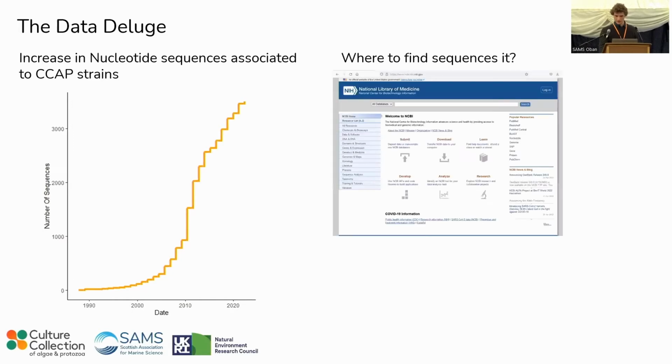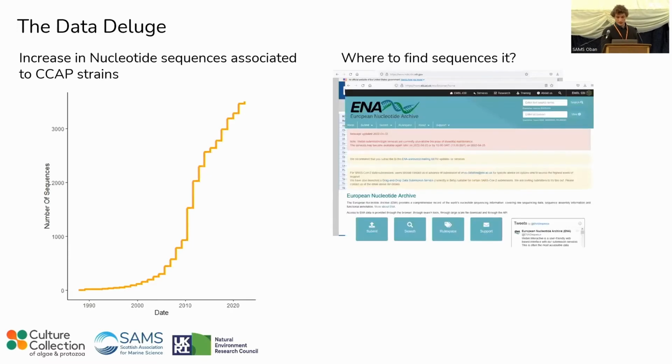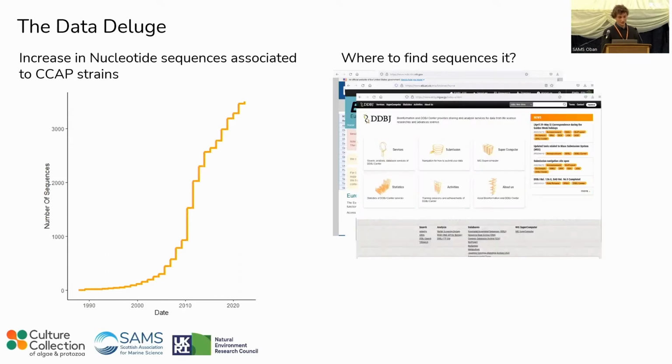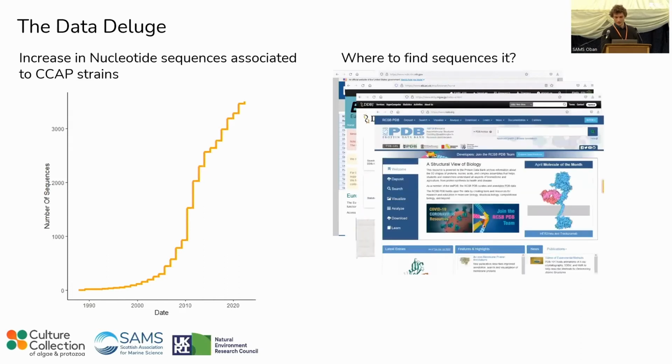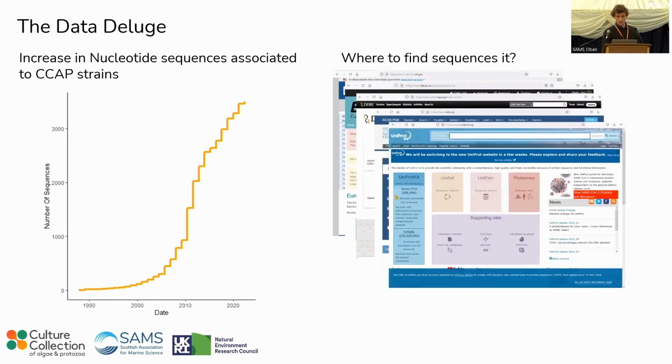Sorry for the typo there, but there is an issue: where do you find this data? It's deposited in all kinds of different repositories and databases. You have NCBI, which is an American thing. You have ENA, which is the European alternative. You have a Japanese one. There's all kinds. There's also specific ones for proteins, so PDB or UniProt, you name it. All data is available, but it's all hidden in various databases.